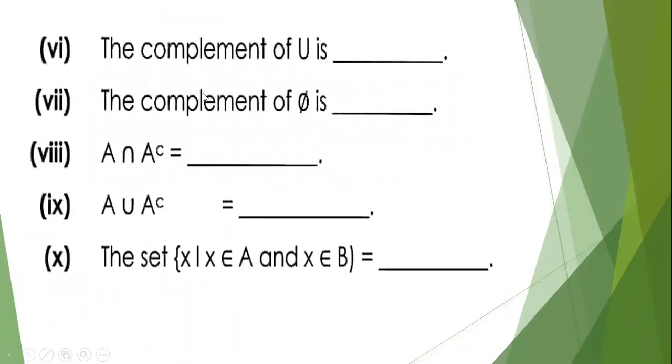Now, if you want to find the complement of U, complement means U minus U, so what will be the answer? The answer will be 0, so the answer will be the empty set, correct, Zoha. The complement of the empty set means if you subtract the empty set from U, what will you get? Iman Tanvir, correct answer, you will get U, because you are not subtracting any element from U.